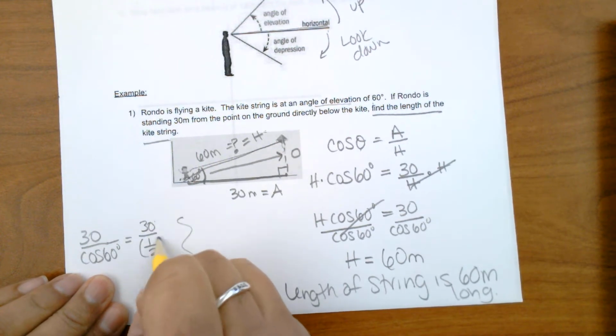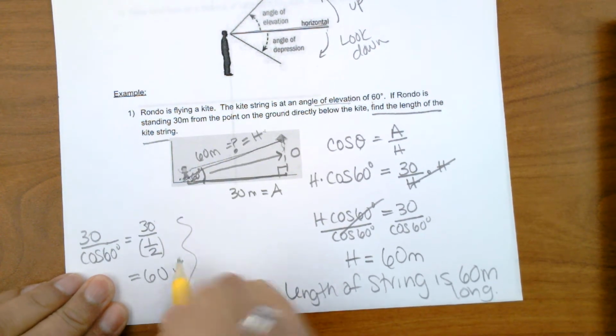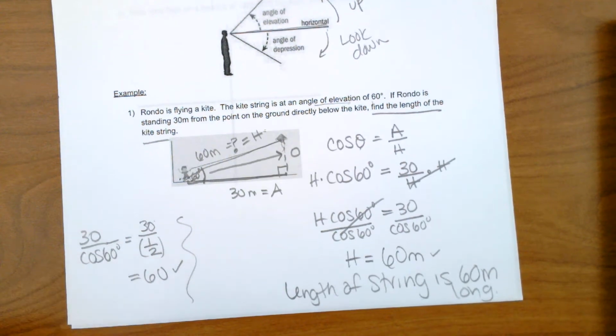And when you divide 30 by 1/2, you are going to come out with 60, which is exactly what we got using the calculator. So 2 different ways of doing it. Okay, let's go to our next part.